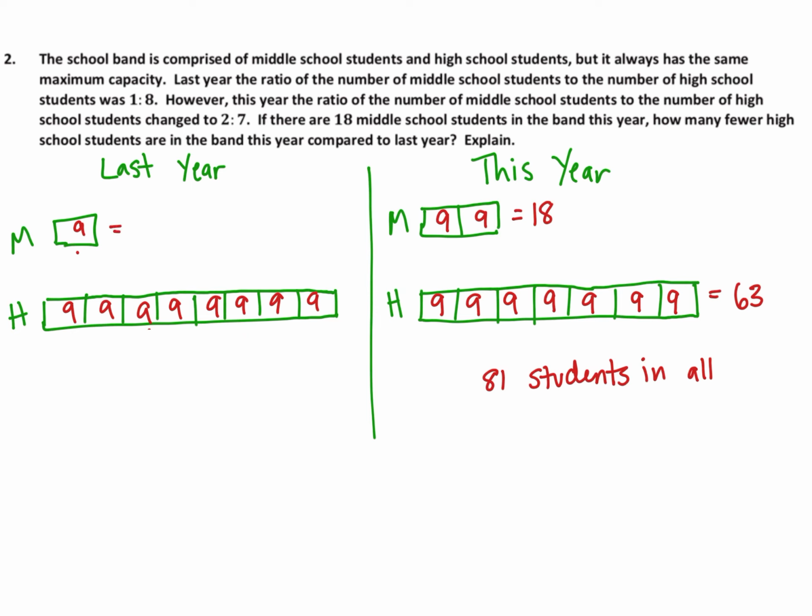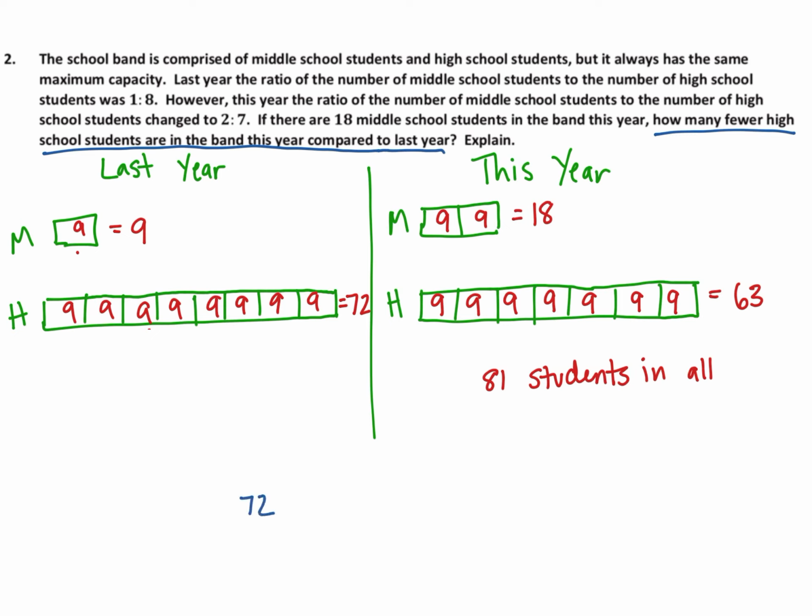Which means that there were 9 middle school students last year. And then in the high school, we have 9 in 8 boxes. 8 times 9 is 72. The question we are being asked is how many fewer high school students are in band this year compared to last year.